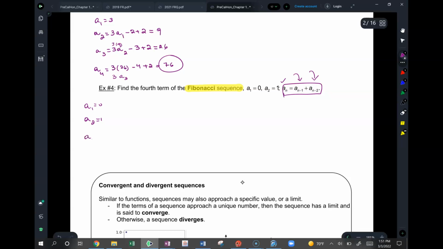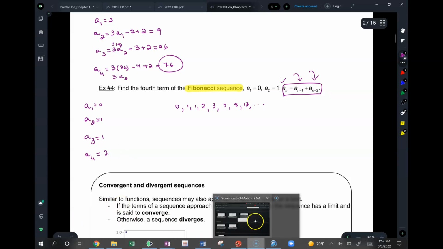So for example, for A3, I have to add A sub 2 plus A sub 0. So that's 1. And what's A4? What do you guys think A4 is? 2. So if you list them, it's 0, 1, 1, 2, and then what would be the next one? 3, and what would be the next one? 5, 8, 11, 13, and so on. Okay? All right.